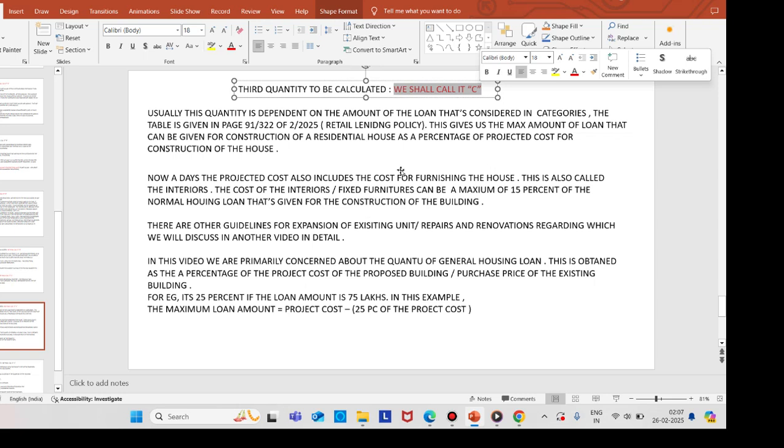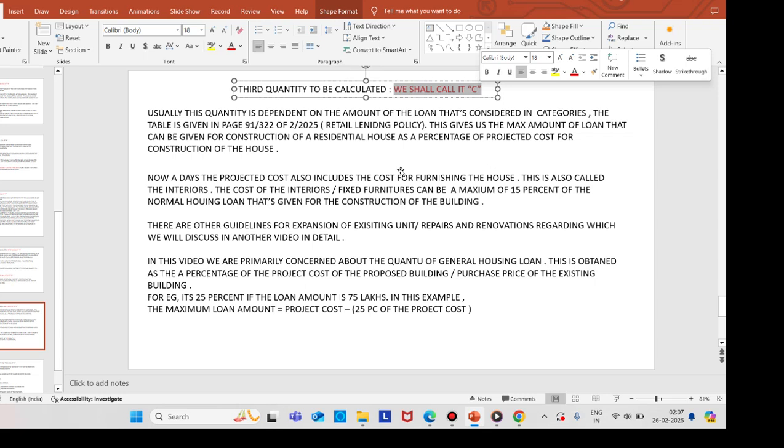One point we have to understand here is that, whether going for ready purchase or construction, there are interiors, say fixed furniture. Literally there are no homes without any fixed furnishing. Earlier they were there, but now every house requires fixed furnishing. In such a case, the bank itself considers that 15% of the total loan given for house construction can be given for fixing this fixed furnishing.